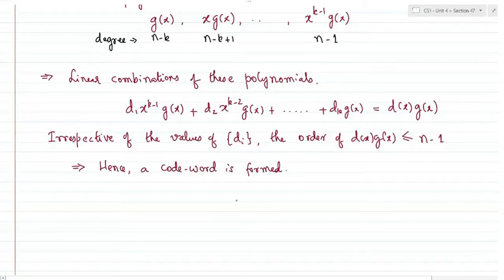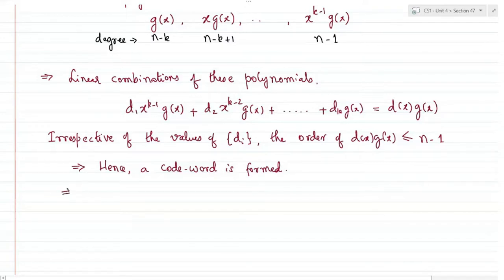Okay, note that there are a total of 2 power k combinations of this data polynomial, or d of x polynomial, which correspond to 2 power k data vectors. If you take all such combinations, say this is just one combination d1 d2 up to dk, I can go up to 2 power k combinations of this data vector, and hence I can generate several polynomials with the product of d of x and g of x that will give 2 power k code words of the order n minus 1.